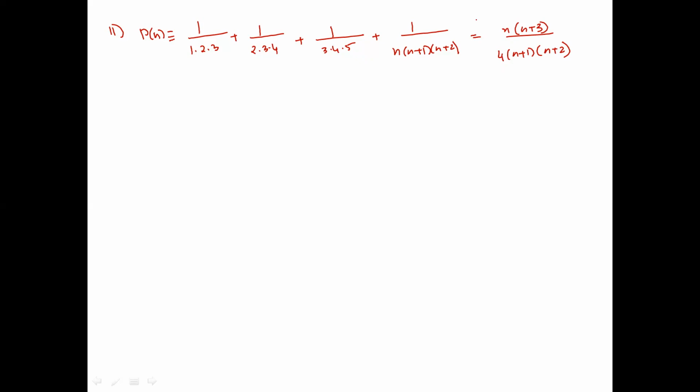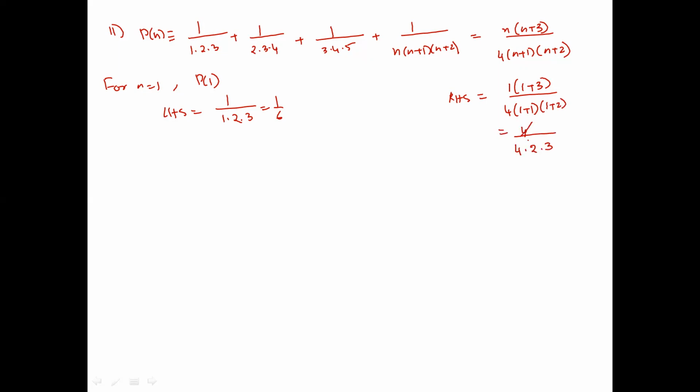For n equal to 1, P of 1, we will take the LHS, the first term, 1 by 1 into 2 into 3. That is 1 by 6. We got 1 by 6. In the RHS also, we will put n as 1: 1 into (1 plus 3) by 4 into (1 plus 1) into (1 plus 2). That is, we will have 4 by 4 into 2 into 3. 4 cancels. We got 1 by 6. Because we got LHS equal to RHS, I can say P of 1 is true.